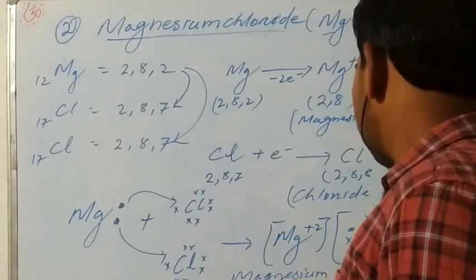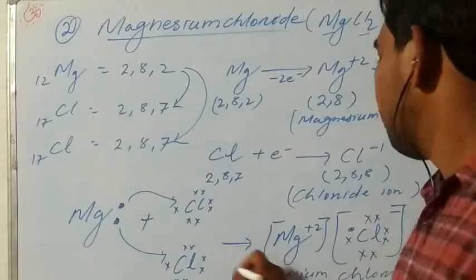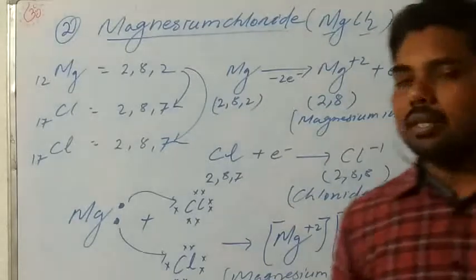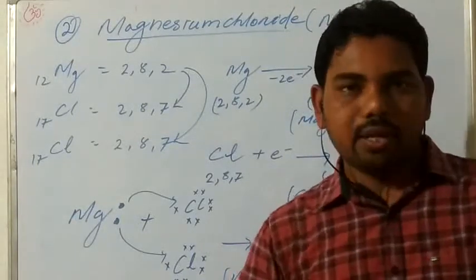Magnesium chloride. Electron dot structure of magnesium chloride. So this is also most important. Most of the time this one comes in board exams.